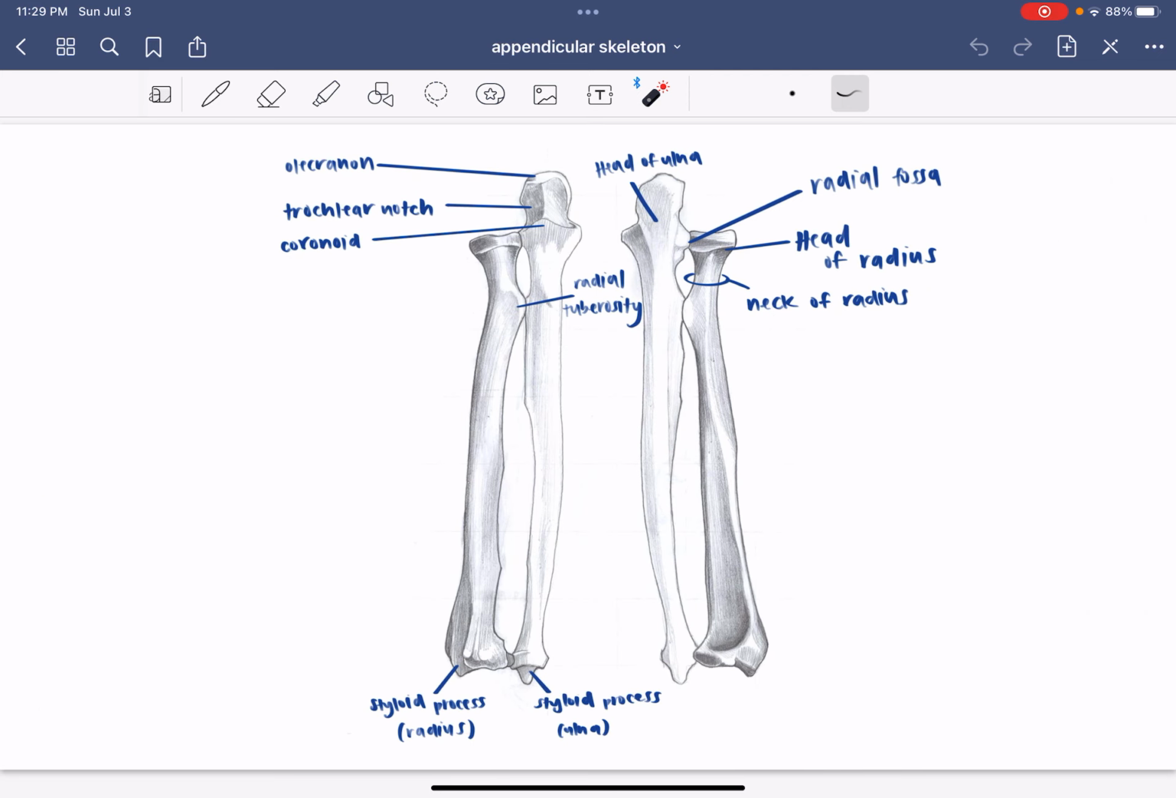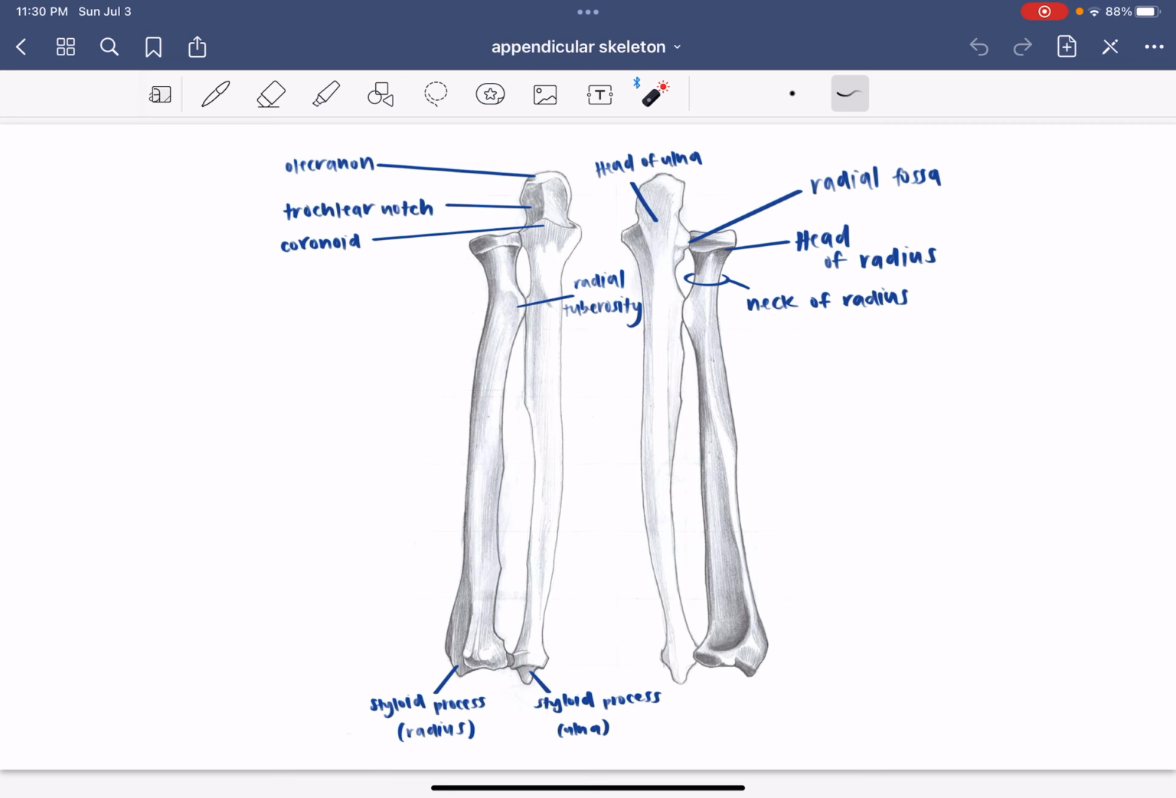Here is the ulna and the radius. On the ulna is the olecranon, the trochlear notch, and the coronoid. This helps us identify the anterior view of the ulna because the notch is visible. This is where the trochlear notch and the trochlea of the humerus articulate to create a hinge joint, which is your elbow, and allows you to extend your arm.